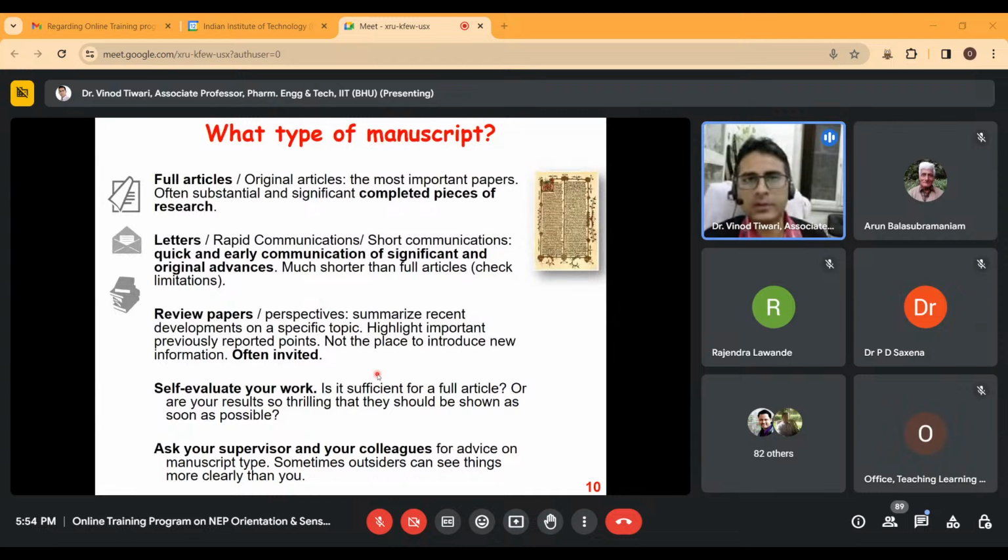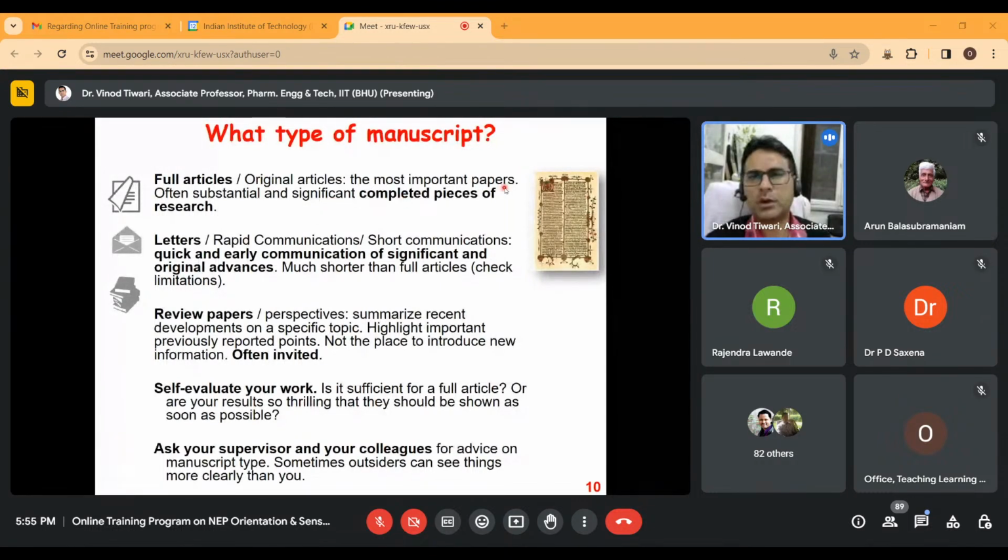Now, what are the different types of manuscript which can be written? Most of you might already have an idea of what the different kinds of manuscripts are, but still, for your information, full articles, the original articles, right? These are the research articles, also known as original articles, in which you have done some experiments, some bench-type work or some computation work, which has involved some experimental work, and you have certain findings which you think can be published.